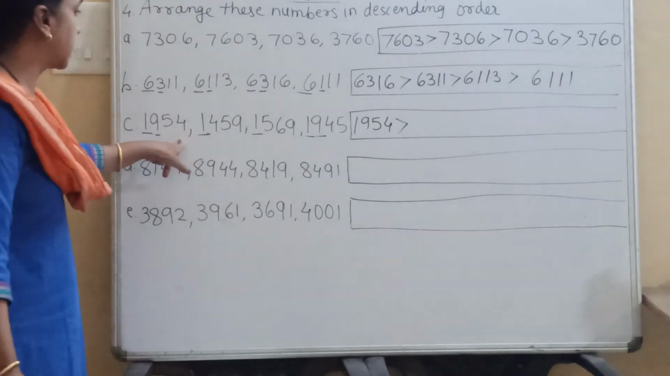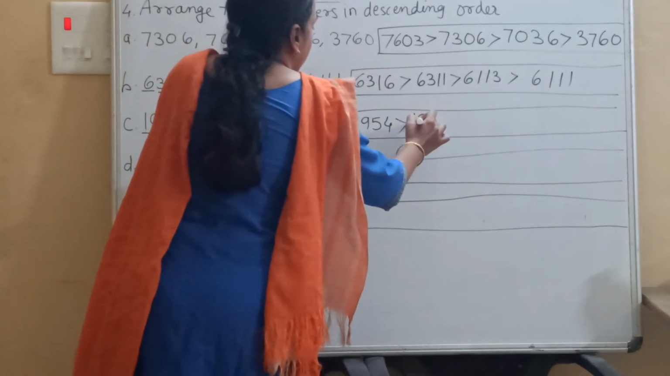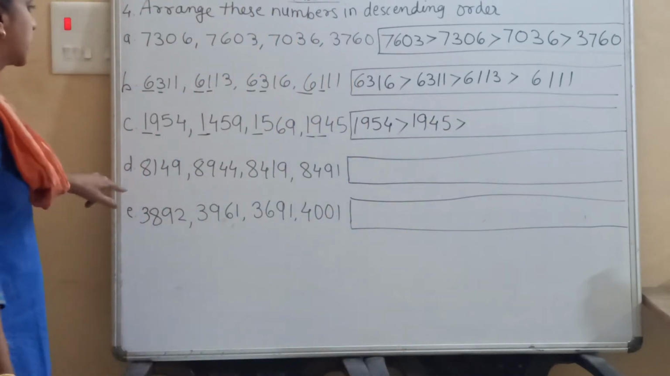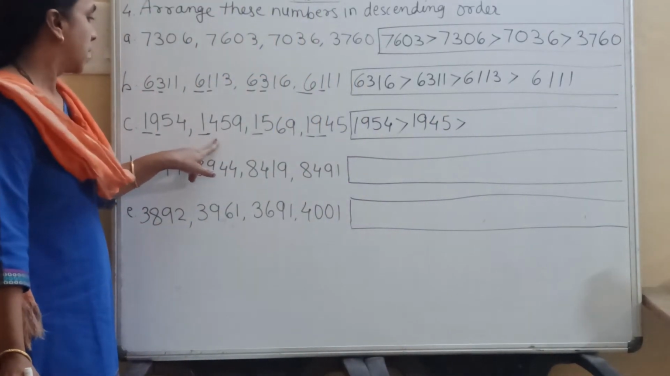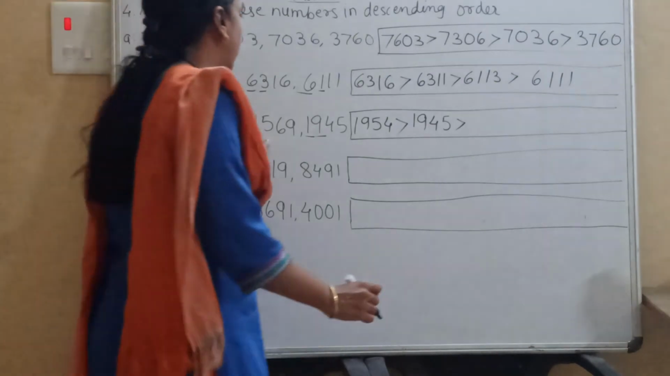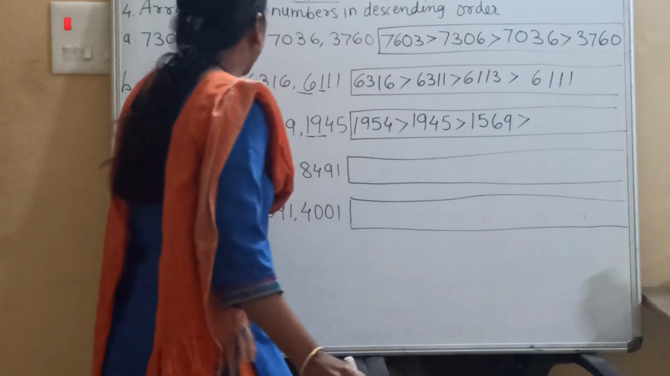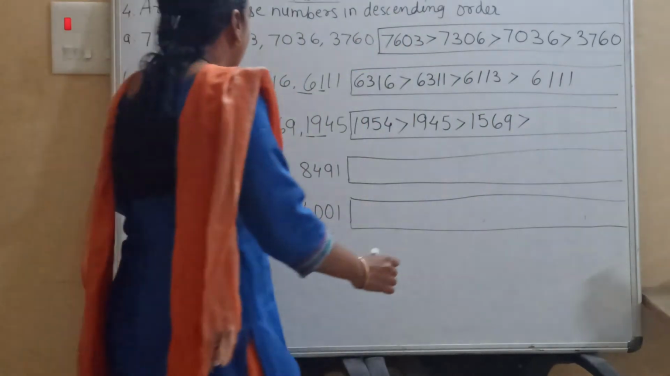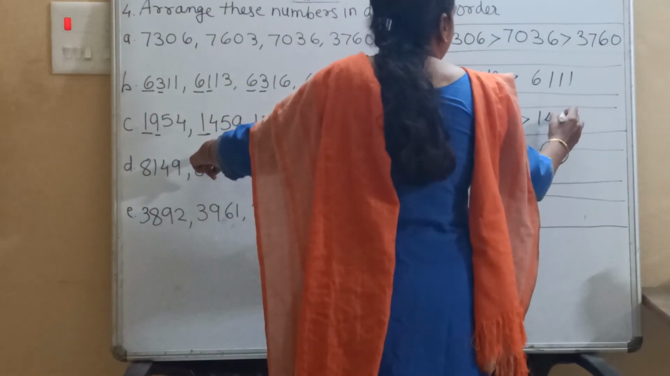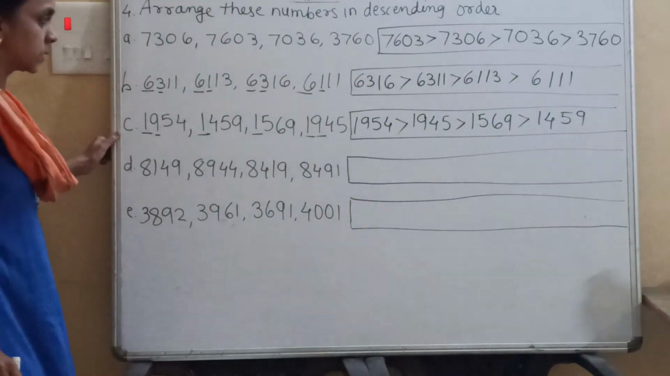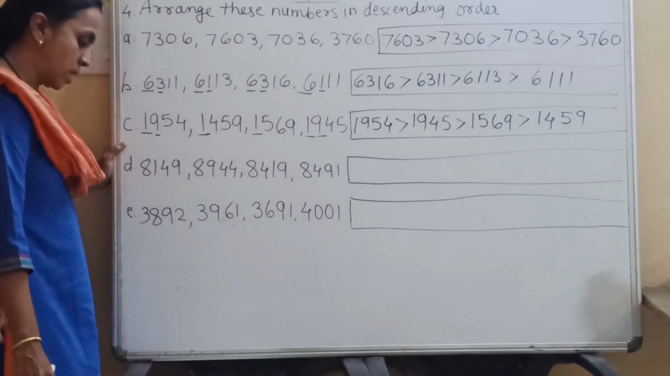Then smaller than this, 1945. Then smaller than this, 1569. Then smaller than this, 1459. Okay, so in this way we have to write down the answer.